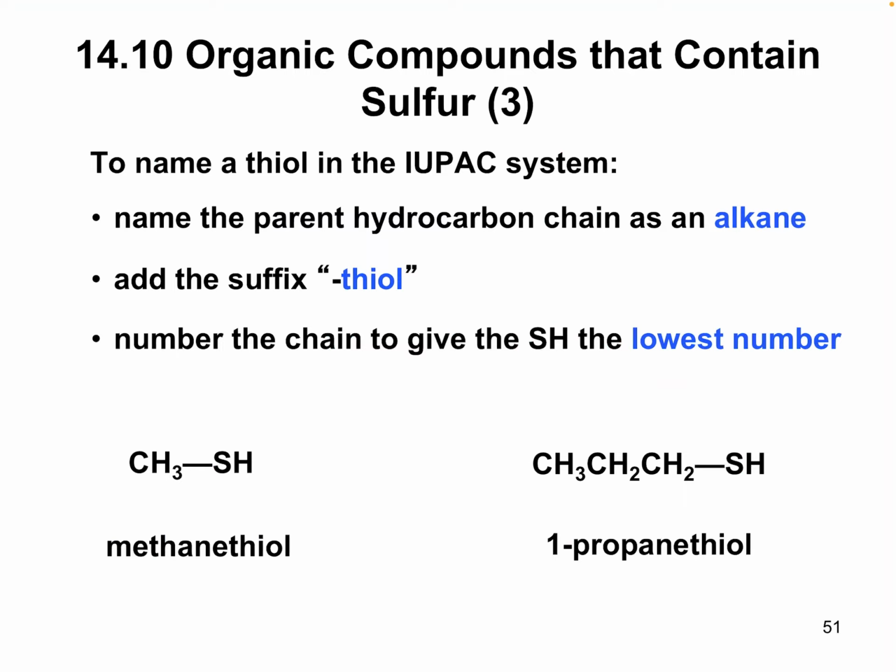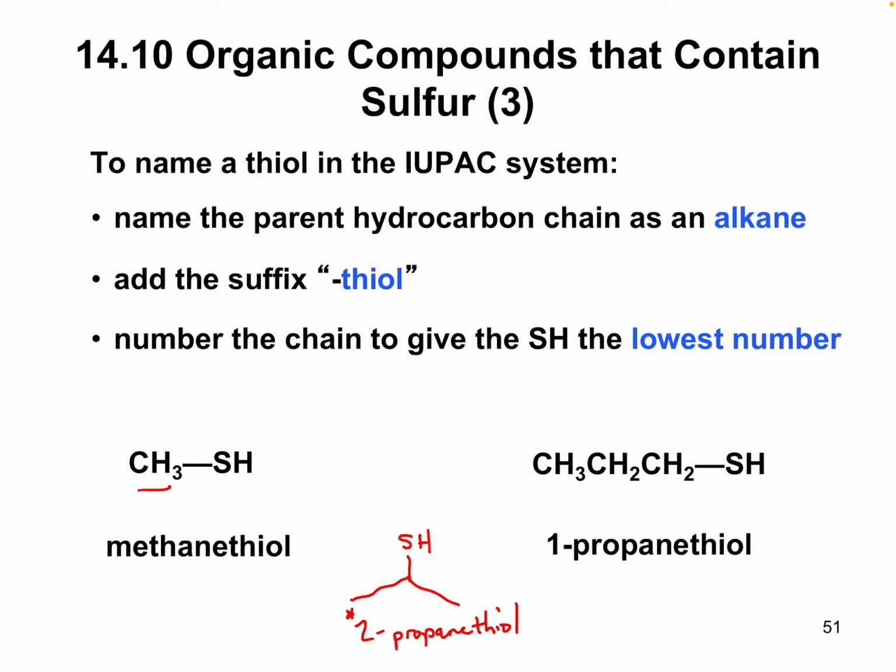So if we were naming thiols in the IUPAC system, the systematic naming, we'd name the parent hydrocarbon as a regular alkane, so like methane, propane, butane, whatever, and then add the suffix thiol. So if we have an SH group on a one carbon chain, that would be methanethiol. And if we had an SH group on the carbon number 1 of propane, it would be 1-propanethiol. So what if we had the SH group on carbon number 2 of the propane chain? Then we'd be talking about 2-propanethiol.